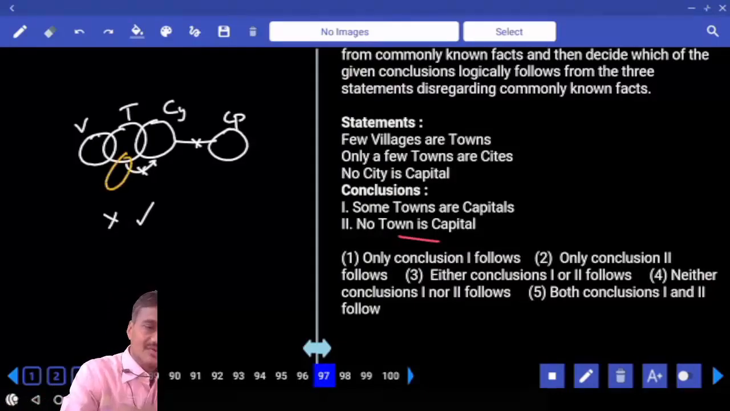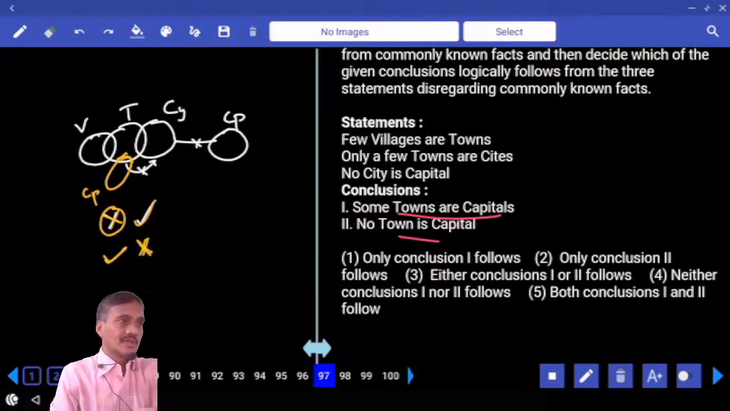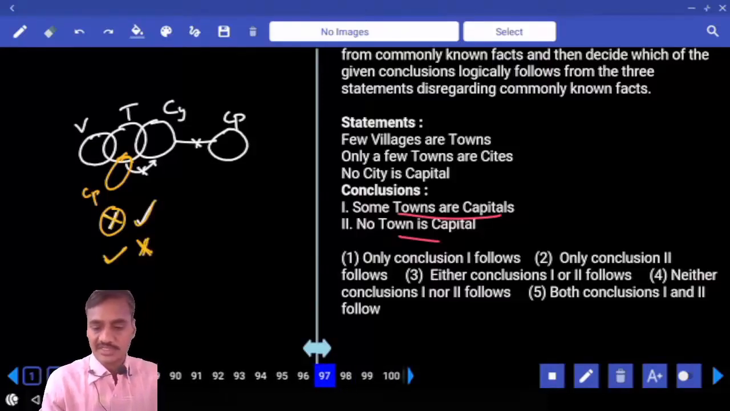I need to write down town and a capital like this. Now is it possible or not? Alternate diagram to the previous conclusion. False. Next, what should we do? Check whether the earlier false affirmative conclusion becomes true in the alternate diagram. Now some towns are capital. Now it is true. Earlier it was false, now it is true. Earlier it was true, now it is false. Clear? Hence what is your answer? Either one or the other, choice 3, question number 97.